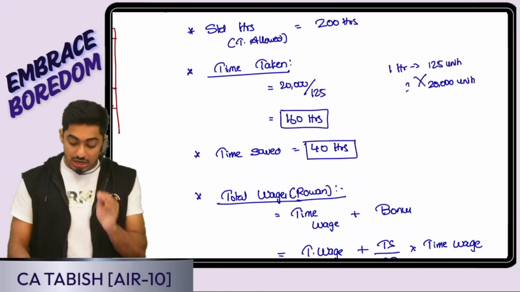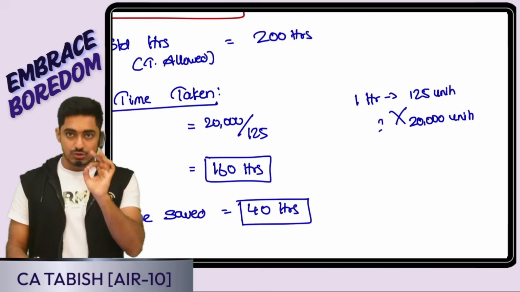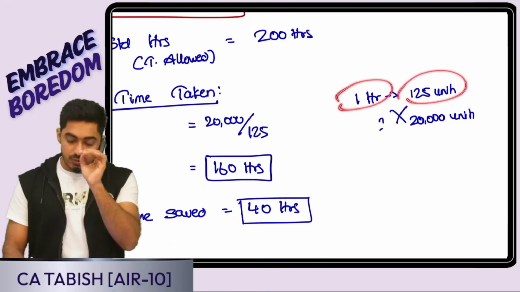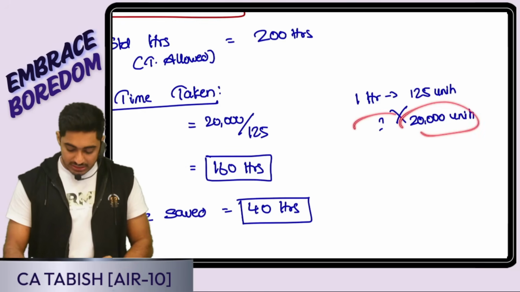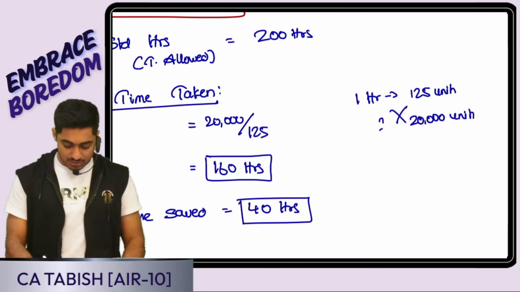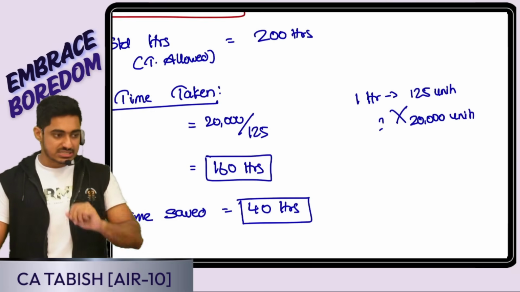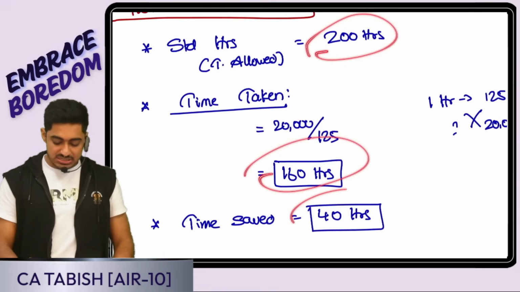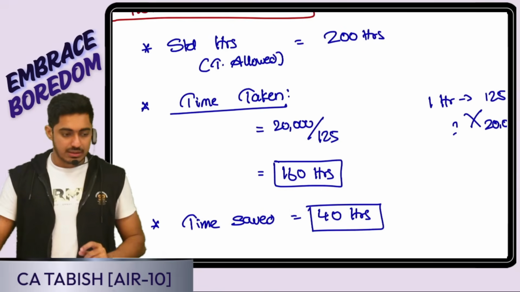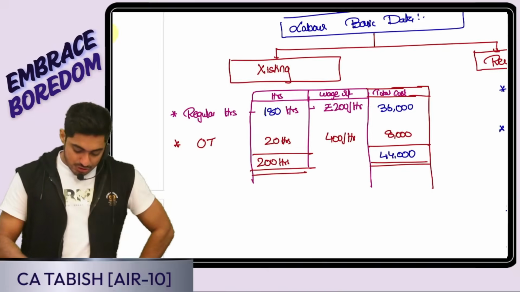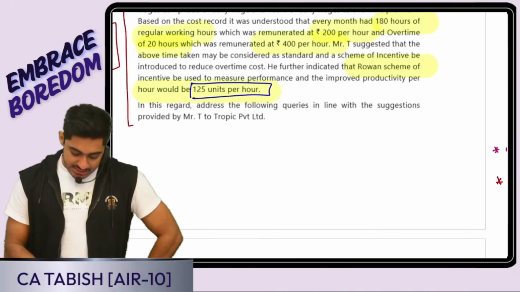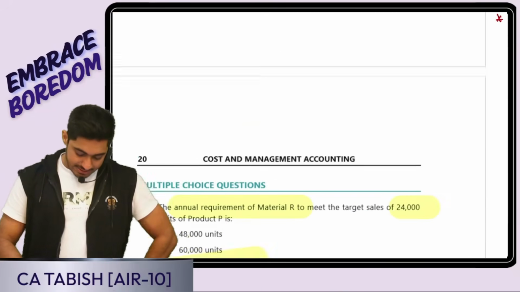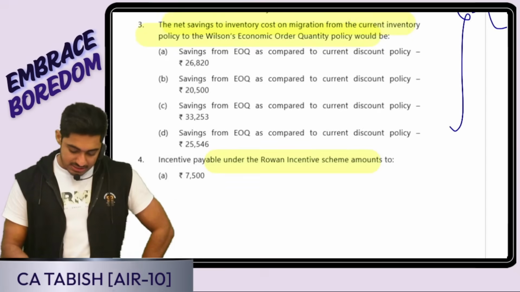That means total how much time do I want? The question told me that in 1 hour I am producing 125 units. That means to produce 20,000 units, how many hours do I want? 20,000 divided by 125, which comes to 160 hours. Is this clear? So time allowed is 200, time taken is 160, time saved is going to be 40 hours. Yes, everyone. So now in this regard, address the following. Annual requirement, all these things are over.